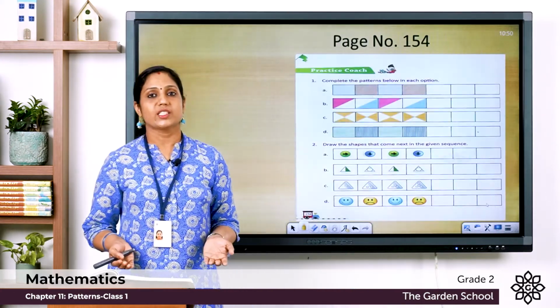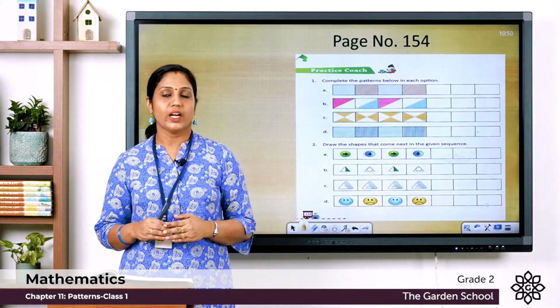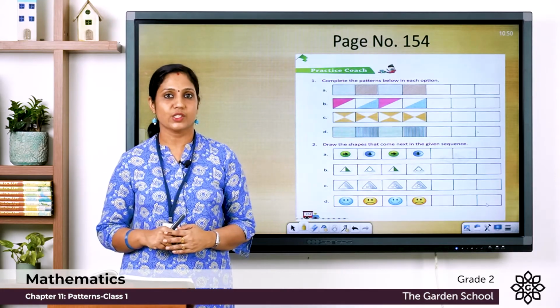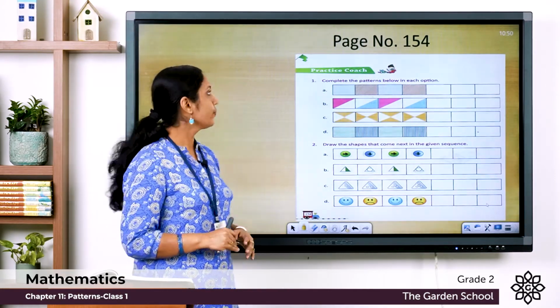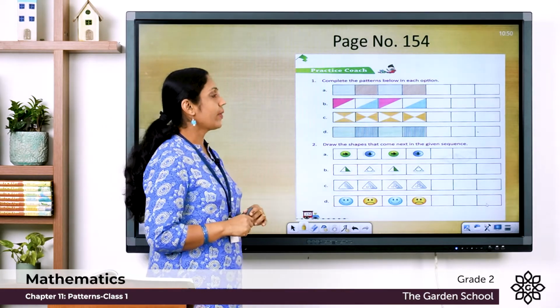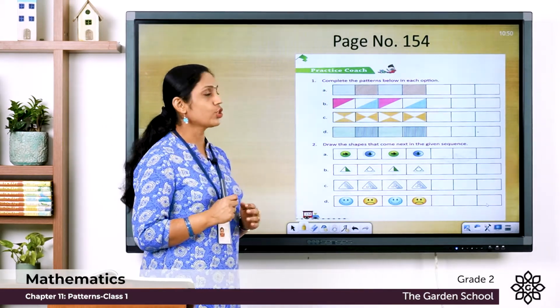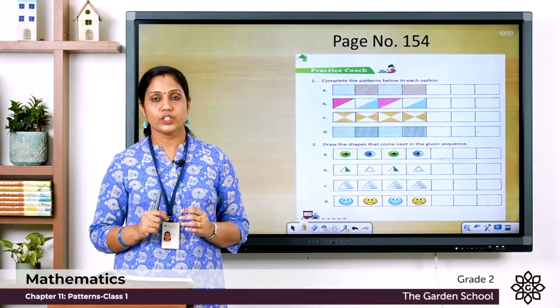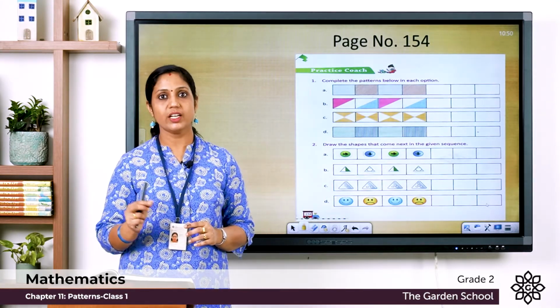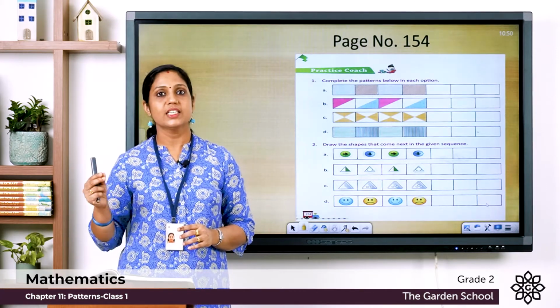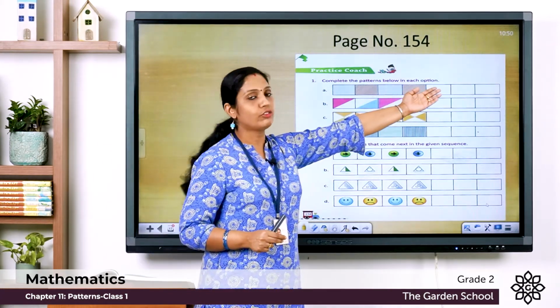Now you can take your textbook and turn to page number 154. We have some exercises to do there. So let's have a look at it. The first one, practice coach. Complete the patterns below in each option. In the first picture you can see dots are given, slanting lines, dots, slanting lines, and here you have to fill it in.